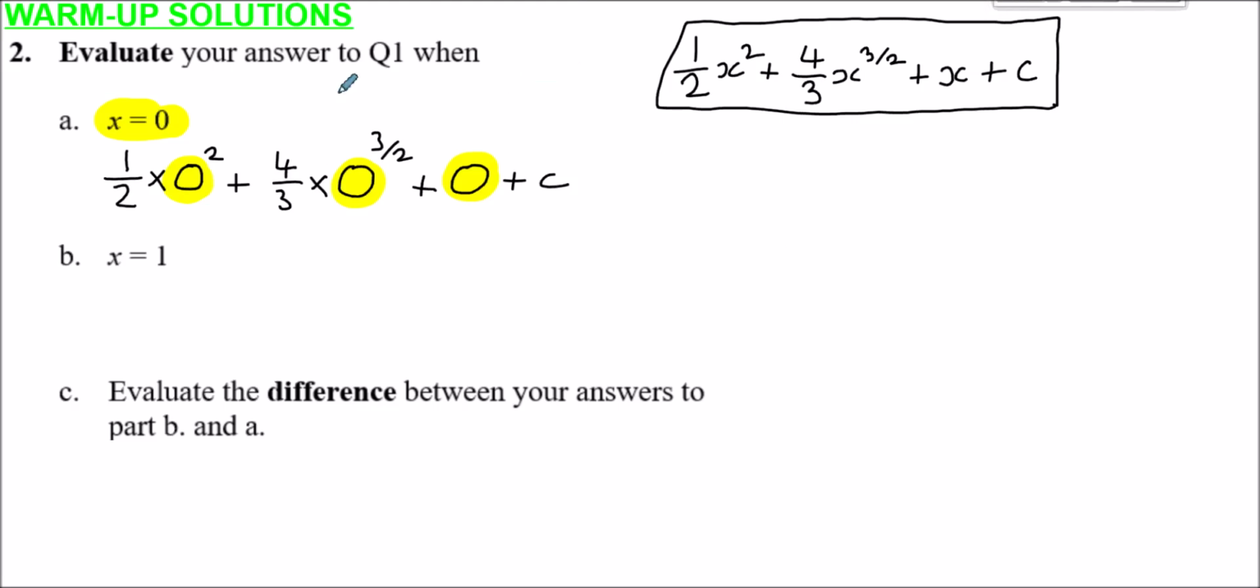I am Mr. Bailey. So yes, here I am, just integrating this. The 0 terms will just eliminate, and then we'll just be left with, of course, just the constant of integration on its own. We're now going to do the same when x is equal to 1.